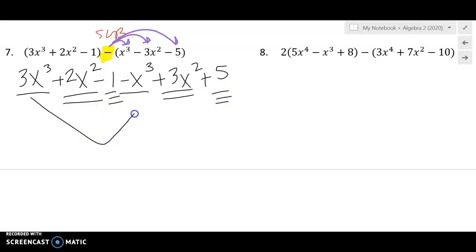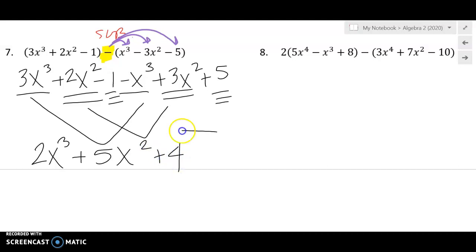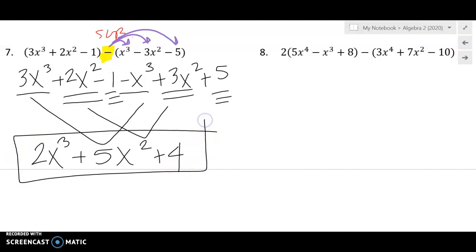So the x to the third, okay, see that little loop there? That's going to match up. 3x to the third minus x to the third is 2x to the third. Then I'm going to combine 2x squared plus 3x squared. That's going to give me a 5x squared. And then I will combine negative 1 plus 5, the numbers, which will give me a positive 4. And that would be simplified all the way.